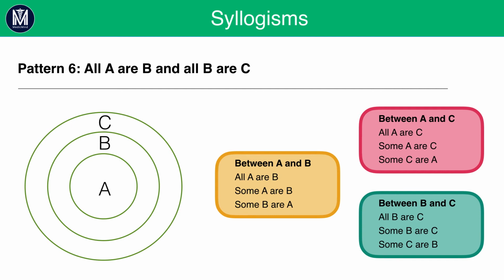Between A and C, we know that if all A are B and all B are C, automatically there is a direct correlation between A and C. All A will be C. Some A will be C, and some C will be A. Put it this way, if all A are B, you can replace B here with A, right? That means if instead of a B it said A again, the same thing would apply, wouldn't it? All A would be C, some A would be C, and some C would be A.